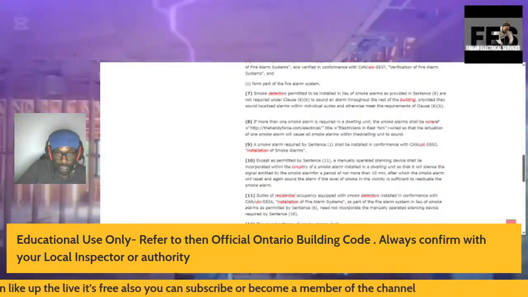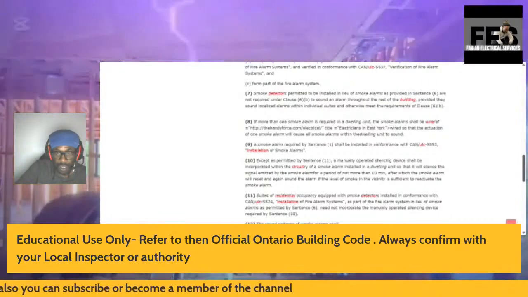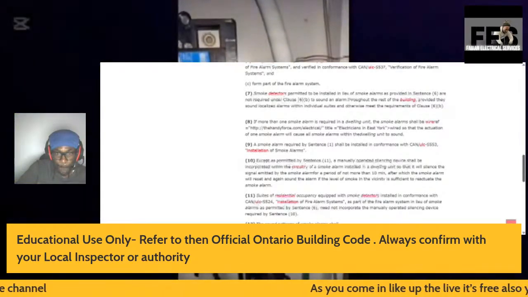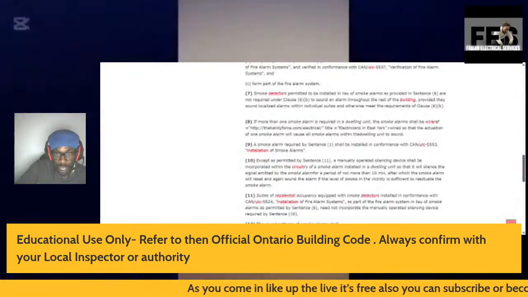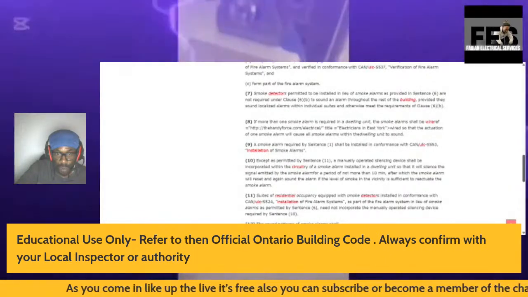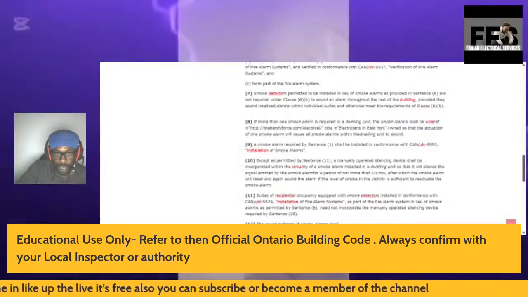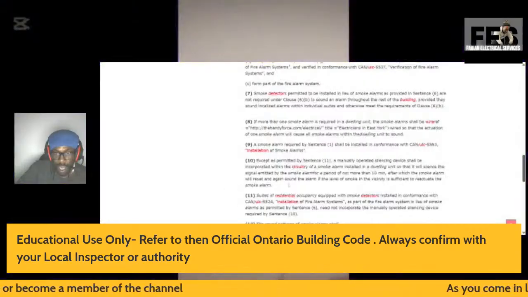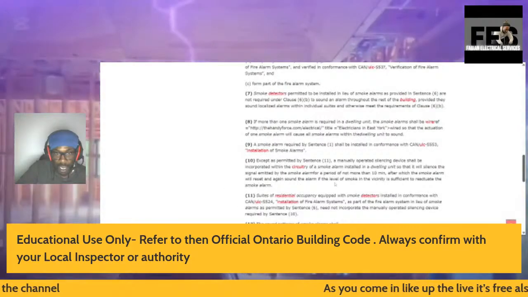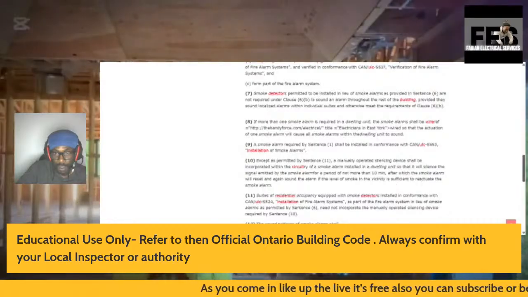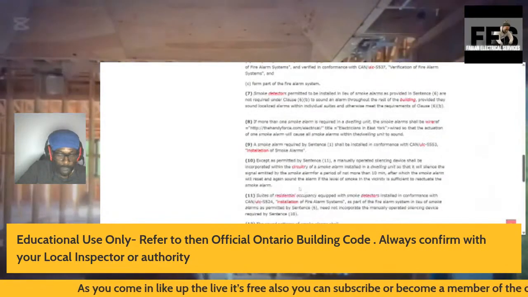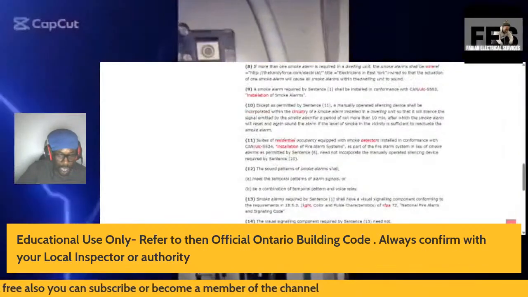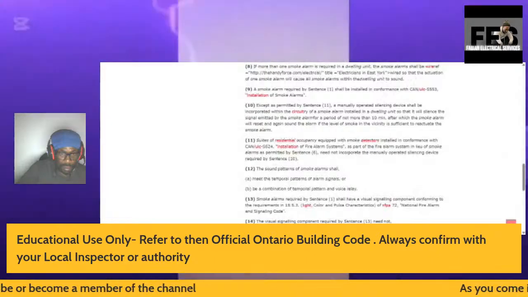Except as permitted by sentence 11, a manually operated silencing device shall be incorporated within the circuit of a smoke alarm installed in a dwelling unit so that it will silence the signal emitted by the smoke alarm for a period of not more than 10 minutes, after which the smoke alarm will reset and again sound the alarm if the level of smoke in the vicinity is sufficient to reactivate the smoke alarm. Again, this seems like it's going into the actual fire alarm, which I don't really want to go into.